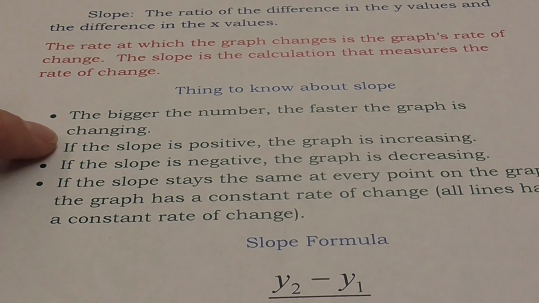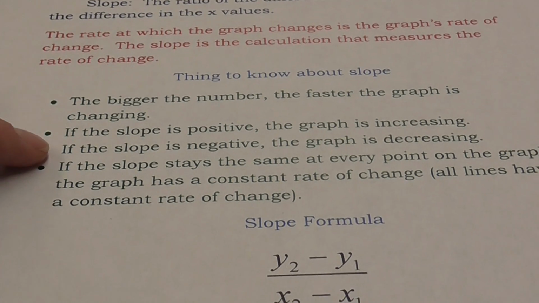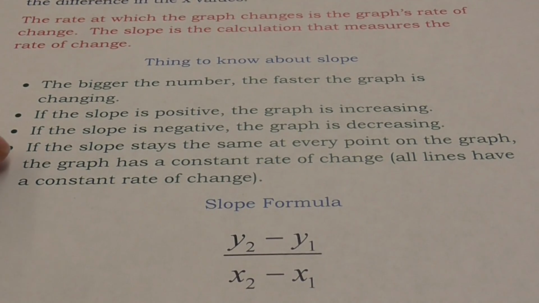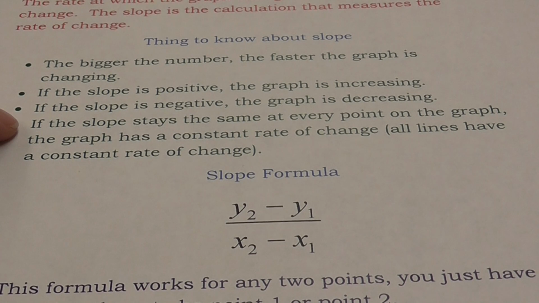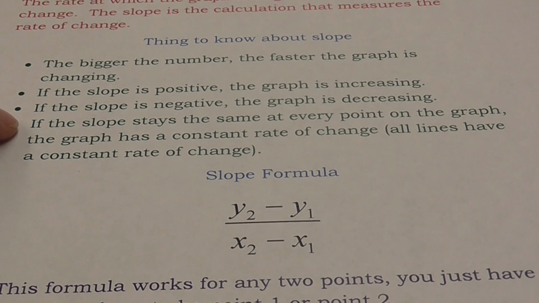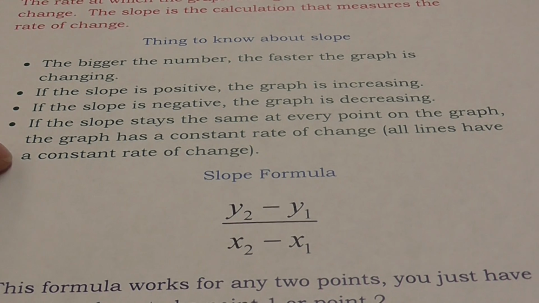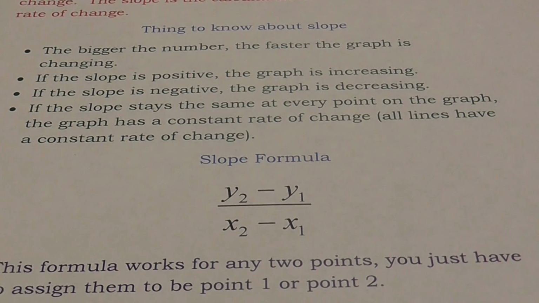If the slope is positive, the graph is increasing. If the slope is negative, the graph is decreasing. If the slope stays the same at every point on the graph, then the graph has a constant rate of change. So, for example, all straight lines have a constant rate of change.